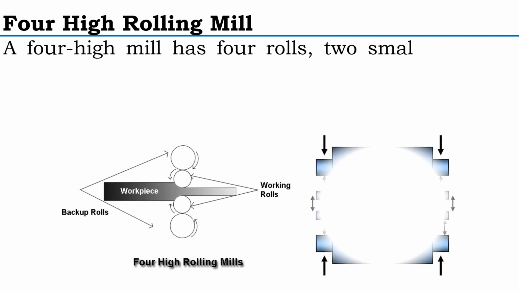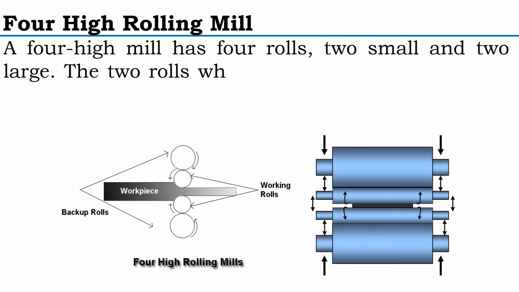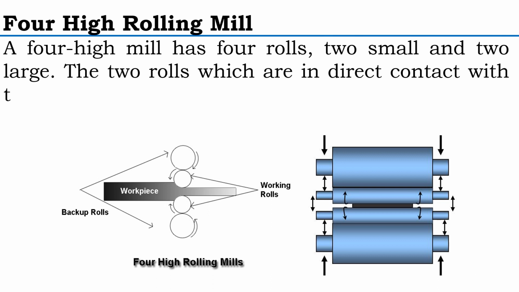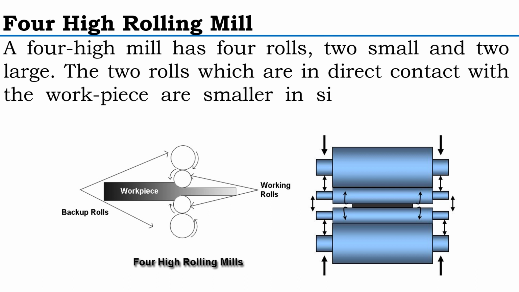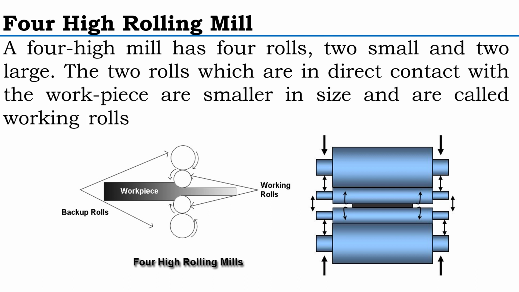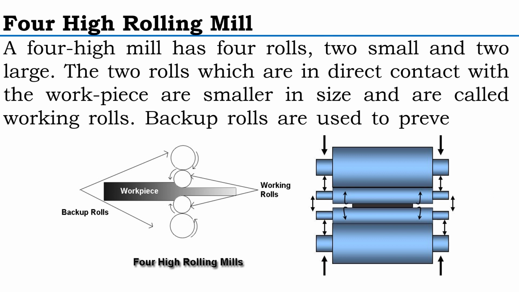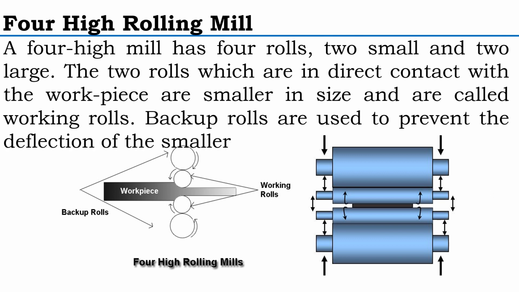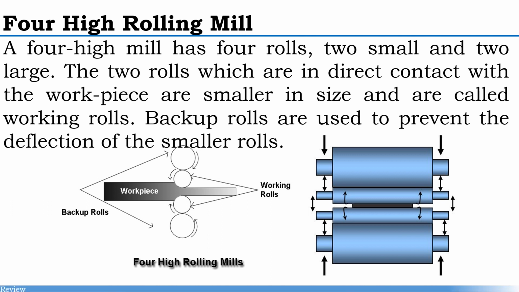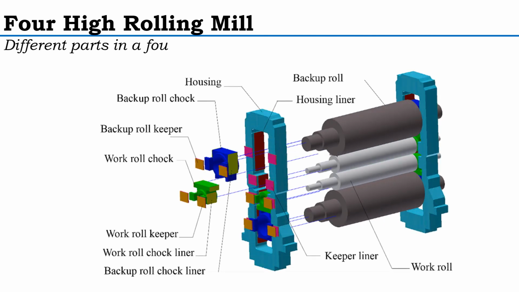Four-high rolling mill. A 4-high mill has 4 rolls, 2 small and 2 large. The 2 rolls which are in direct contact with the workpiece are smaller in size and called working rolls. Backup rolls are used to prevent the deflection of the smaller rolls. Different parts in a 4-high rolling mill are shown in figure.